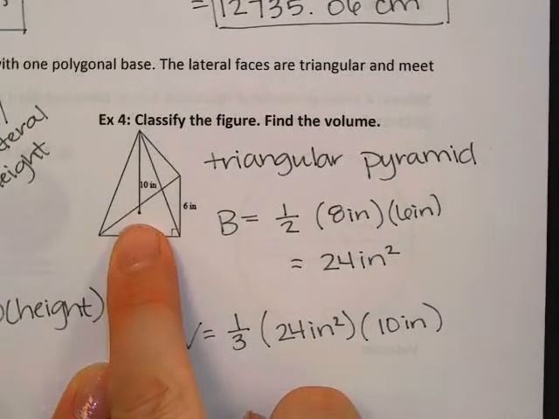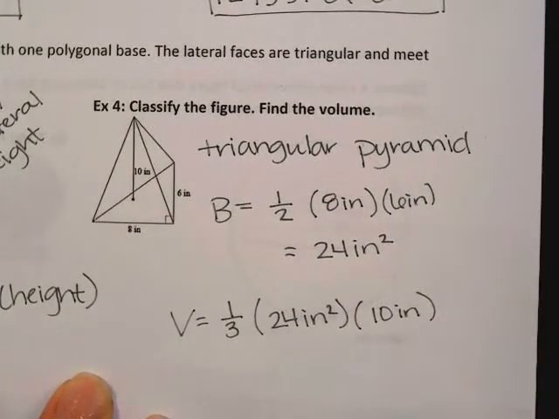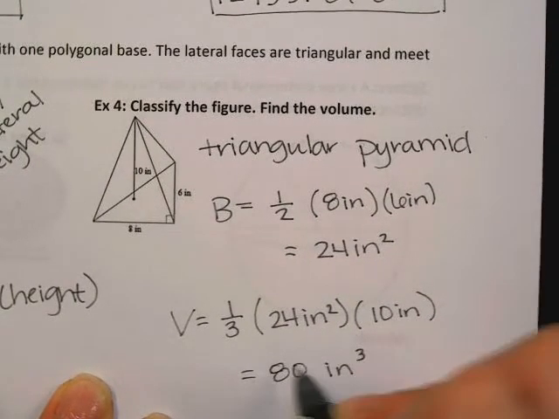So this time they didn't give us the lateral height, they just gave us the height of the whole pyramid. And so the volume ends up being 80 inches cubed.